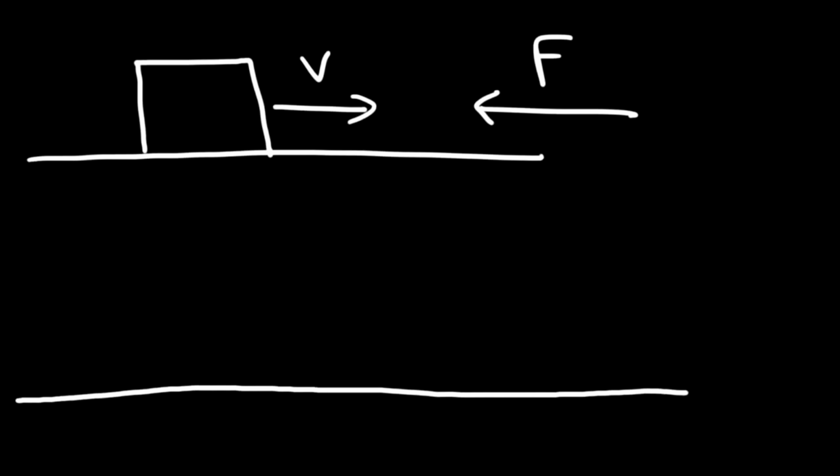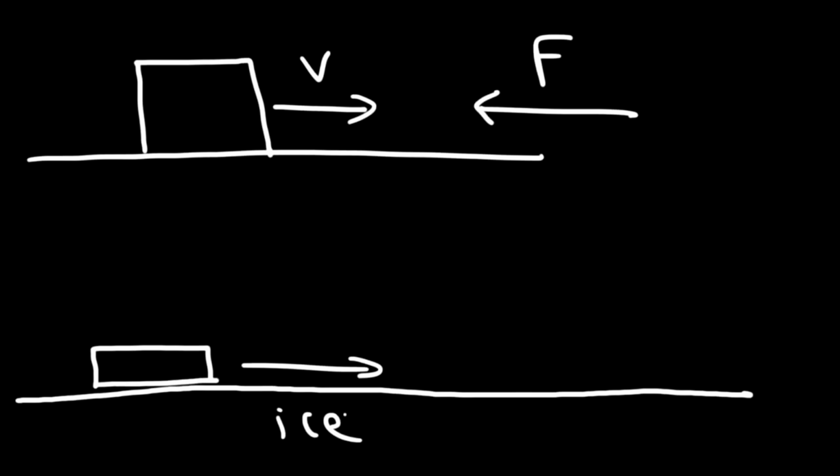A good way to illustrate this is, imagine if we take an object, let's say like a puck if you're playing air hockey, and we slide it across ice. Because there's not much friction between this object and ice, because ice has a very smooth surface, this object will travel for a very long time.